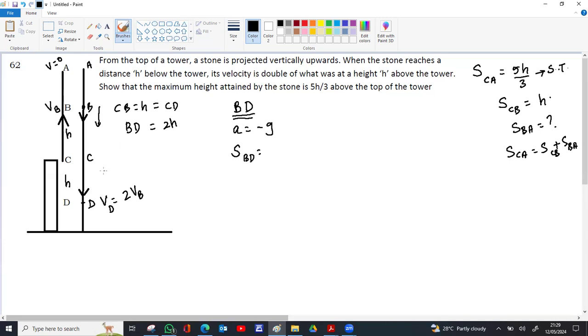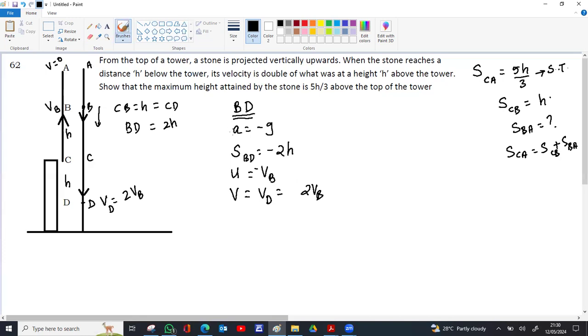B to C is h, C to D is h, so B to D is 2h. Since it's downward, it's minus 2h. So we have displacement, acceleration, and then u, the initial velocity at B, which is negative. V, the final velocity at point D, is given as 2 times the velocity at B. So u is minus Vb, and Vd is 2 times Vb.